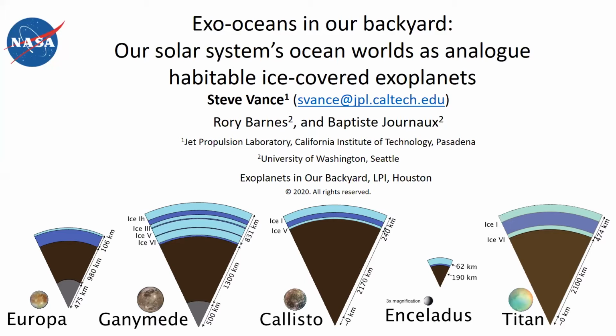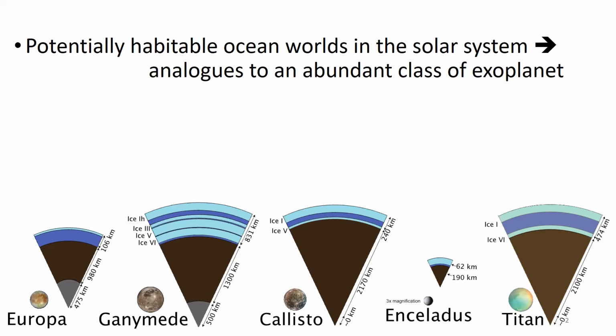So the points that I want to make to you are that potentially habitable ocean worlds, there are many of them in the solar system. I'm depicting my best representation of possible interiors for the most prominent ones, for which we have the best evidence for interior oceans. And they represent an analog to an abundant class of possible exoplanet.